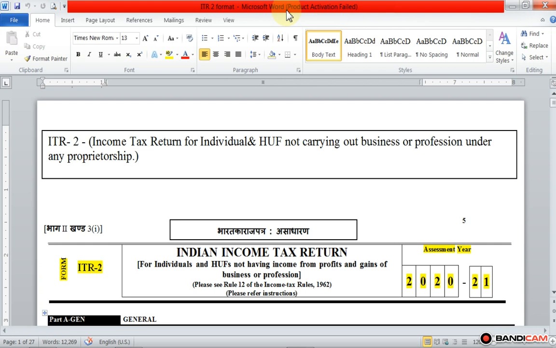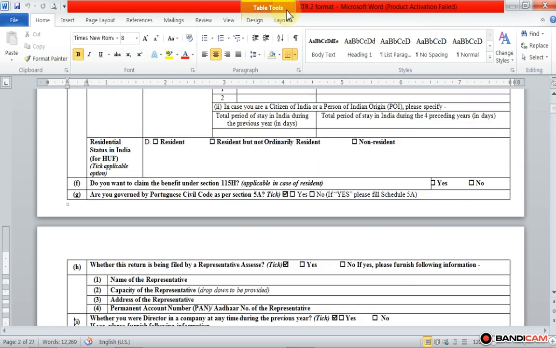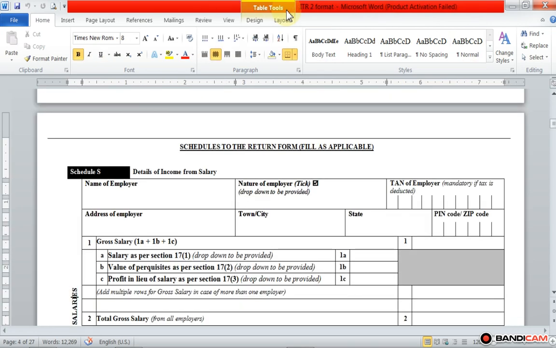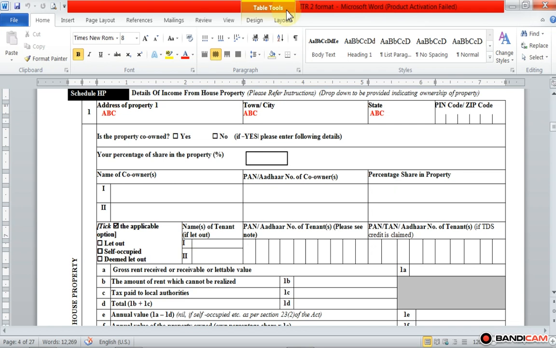In ITR 2, Part A includes general information relating to the assessee. Then we discussed Schedule S. Schedule S is relating to the details of income from salary. Schedule S includes the employer name, nature of employer, address of employer, then computation of salary. Then Schedule HP is relating to the details of income from house property.